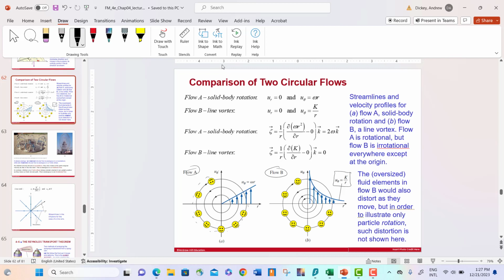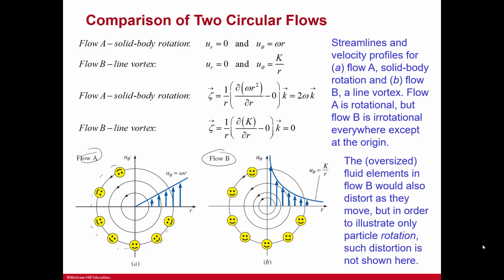Okay, and then flow A is solid body rotation, and you can see the vorticity as 2 omega. And that's because it's twice the angular velocity. And then when we talk about flow B, the line vortex, that's going to be equal to 0 because the vorticity vector is not moving, it's non-rotational.